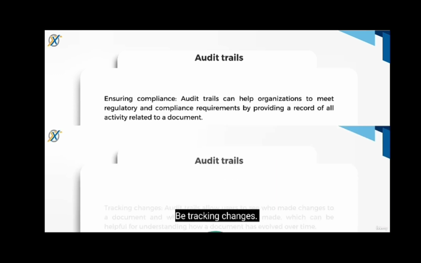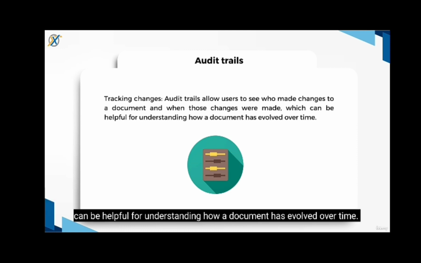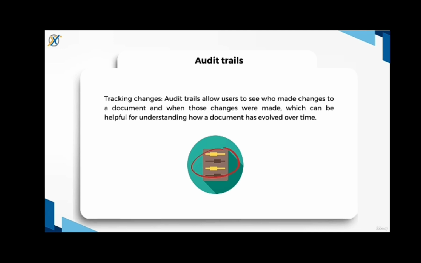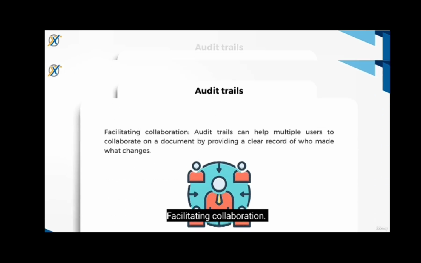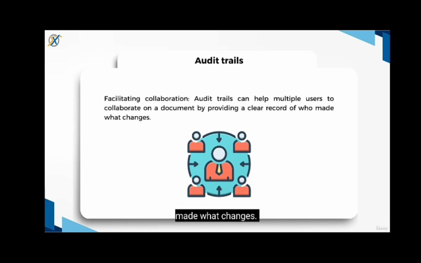B. Tracking changes. Audit trails allow users to see who made changes to a document and when those changes were made, which can be helpful for understanding how a document has evolved over time. C. Facilitating collaboration. Audit trails can help multiple users to collaborate on a document by providing a clear record of who made what changes.